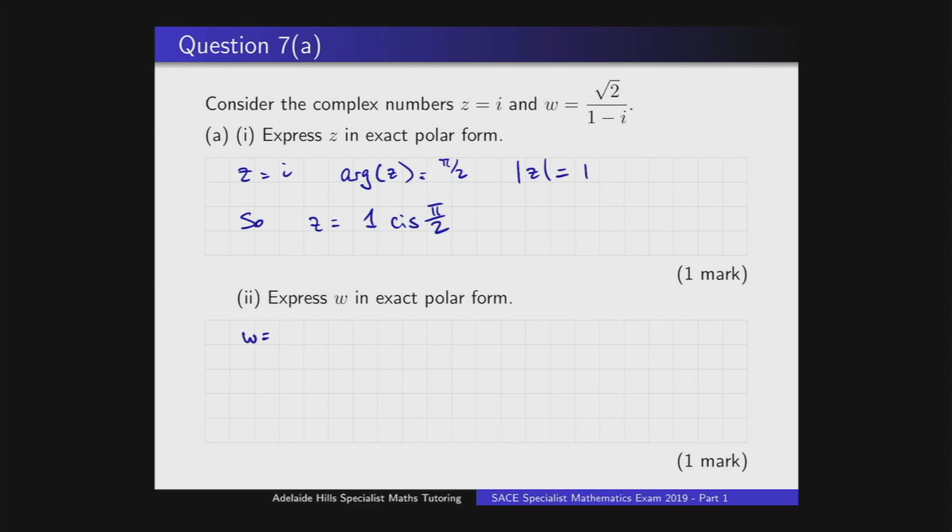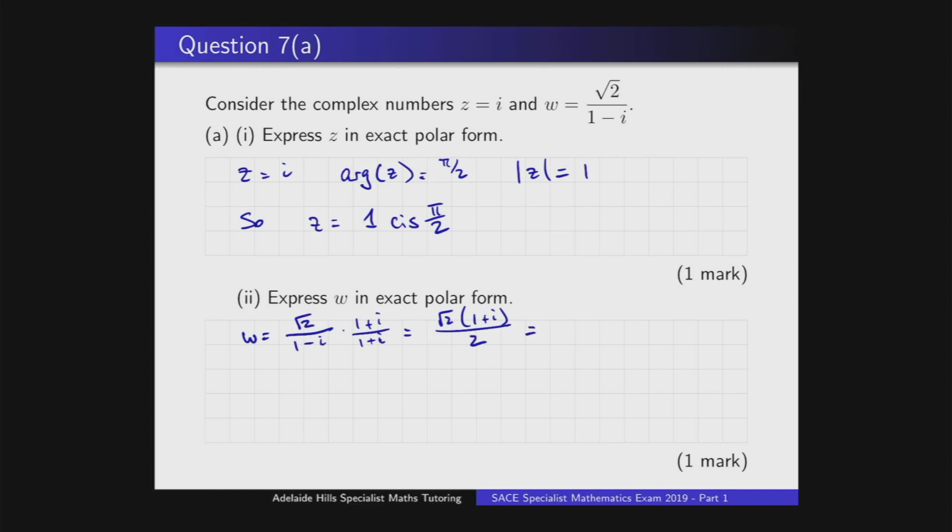Okay, so w is equal to the square root of 2 divided by 1 minus i. And to see what's going on, what we need to do is turn this into real and imaginary parts. And to do that, we need to get rid of the complex number on the denominator here. So we're going to multiply by 1 plus i over 1 plus i. That's just 1. But this is going to have the effect of turning the denominator into a real number. So on the numerator, we're going to get the square root of 2 multiplied by 1 plus i. And on the denominator, we're going to get 1 plus 1, which is 2.